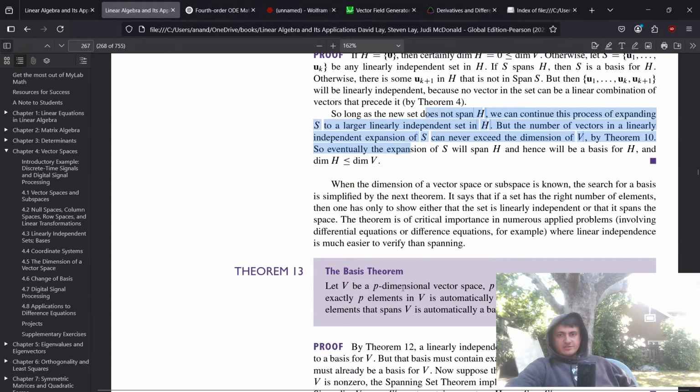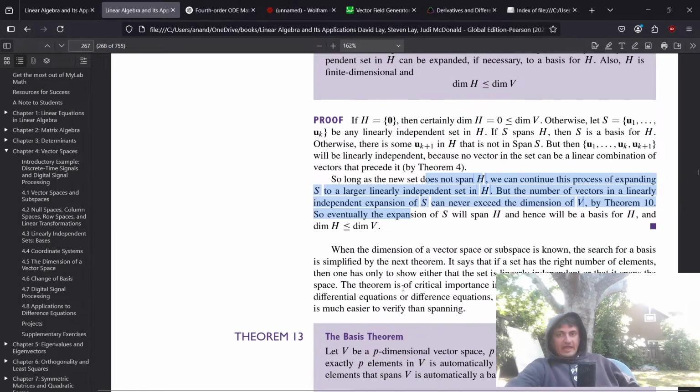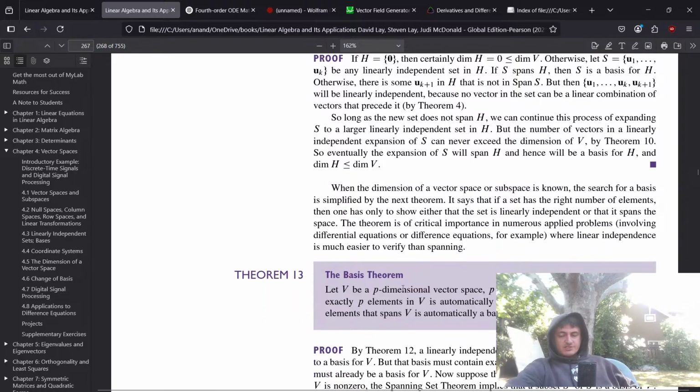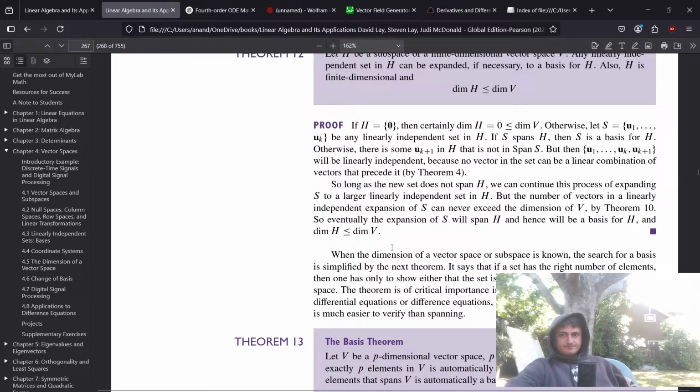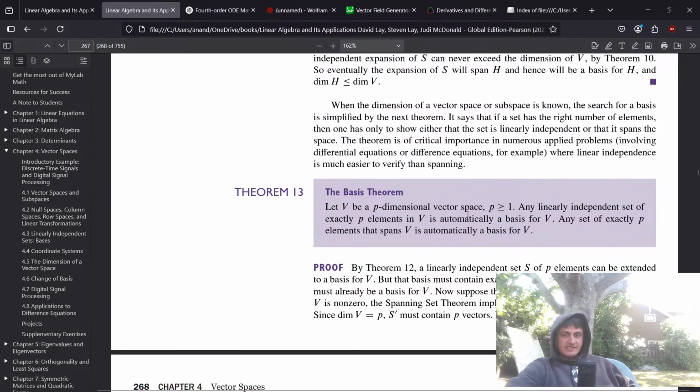Okay, that's pretty obvious. You can always just figure out what vectors to add to make it so that you span some space. But it has to be a vector space. It can't just be any set.